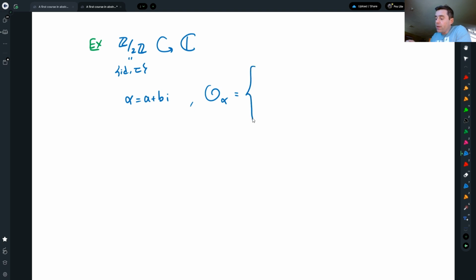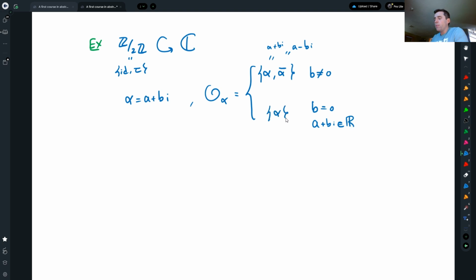But now there are 2 possibilities. If b is non-zero, then there are 2 elements in the orbit. There is alpha and what we call the complex conjugate. So there is a plus bi and also a minus bi. But if b is 0, so that a plus bi is actually a real number, then there is only 1 element in the orbit, and it's just alpha.